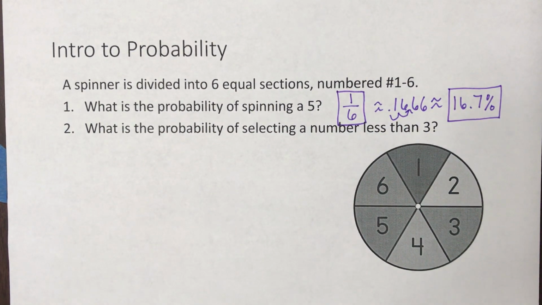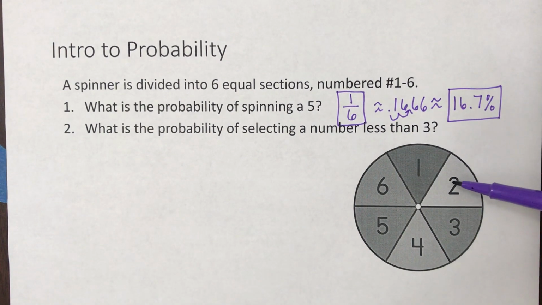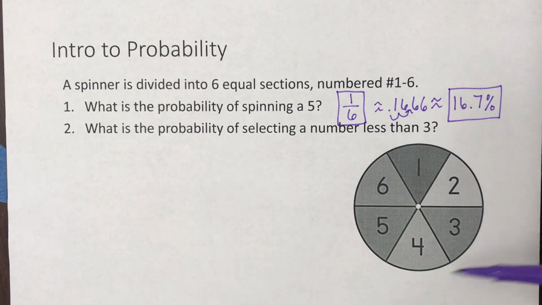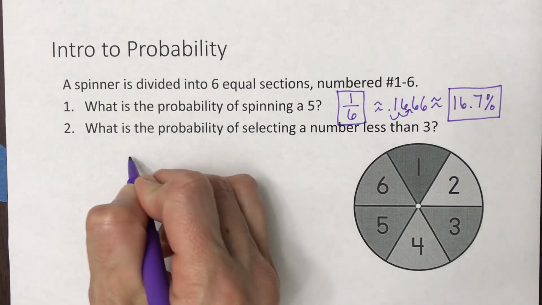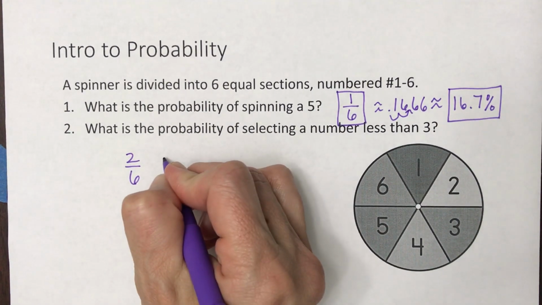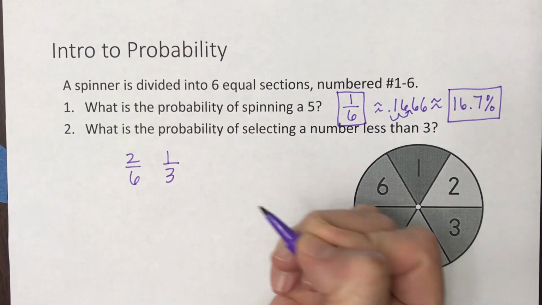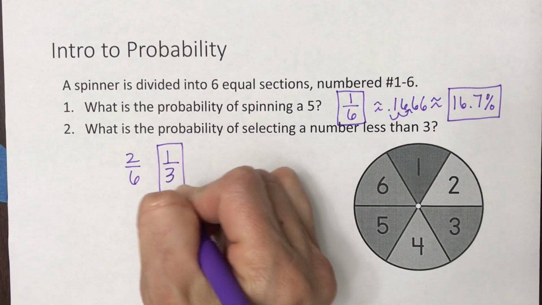All right, the next question, what is the probability of selecting a number less than 3? The only numbers less than 3 on the spinner is 1 and 2. So that is 2 places on the whole circle. So you're going to do 2 out of 6, which reduces to 1/3. So that would be your answer as a fraction that is reduced.